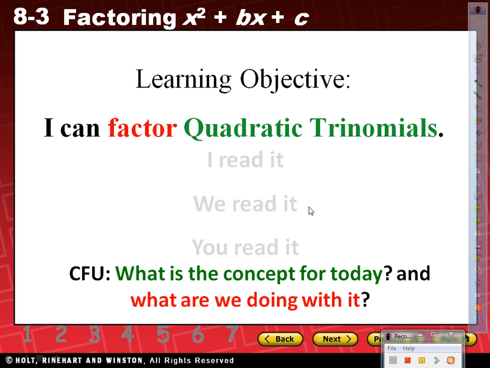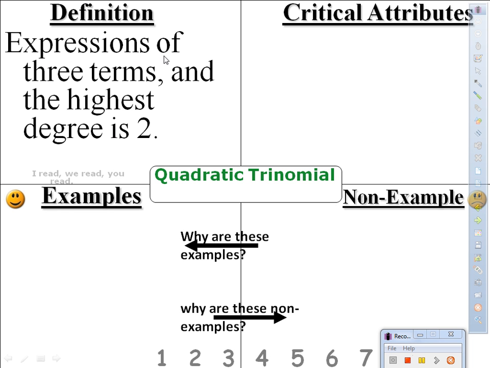What is a quadratic trinomial? A quadratic trinomial is an expression of 3 terms, and the highest degree is 2. Now, hopefully by now, some of you are understanding what I'm talking about in regards to the terms. You know what expressions are. You know what a term is. You know what the highest degree in a polynomial is.